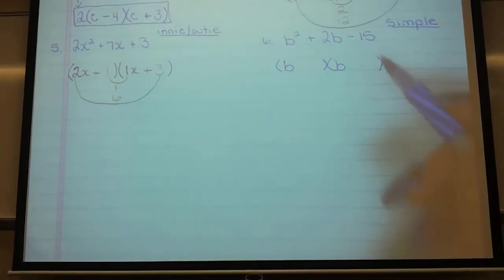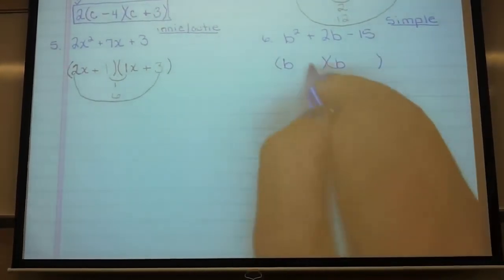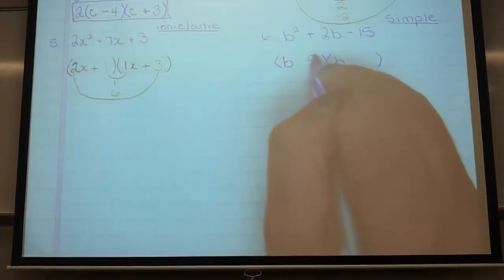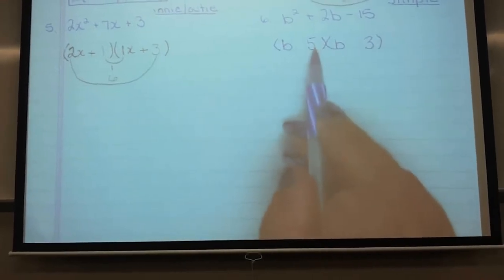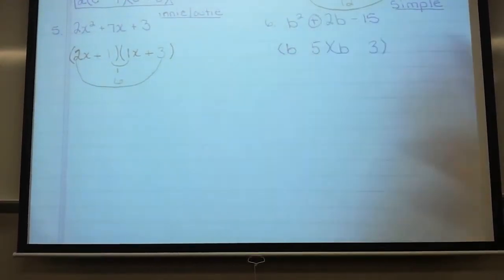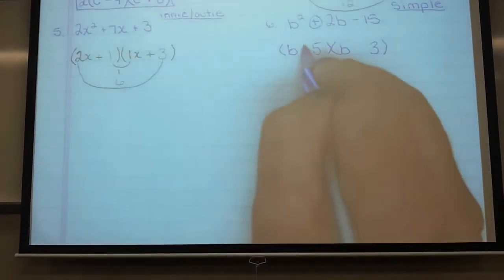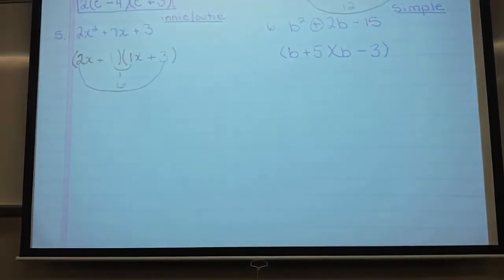Okay, can you think of two numbers that multiply to 15 but can give you 2? 3 and 5. Now, do you have to add or subtract them? Subtract. So the bigger number this time needs the plus sign in front of that 2. So the 5 needs the plus, 3 needs the minus.